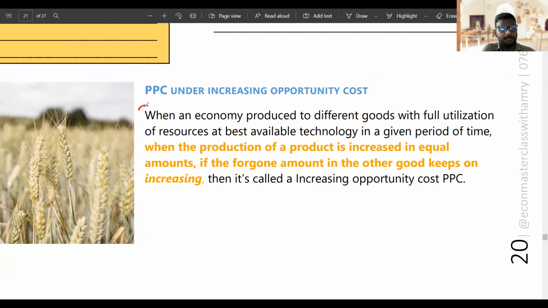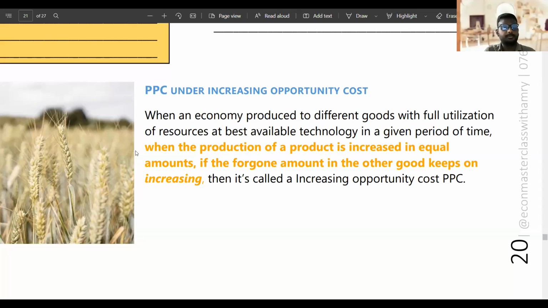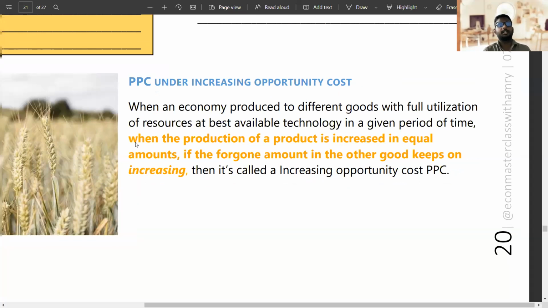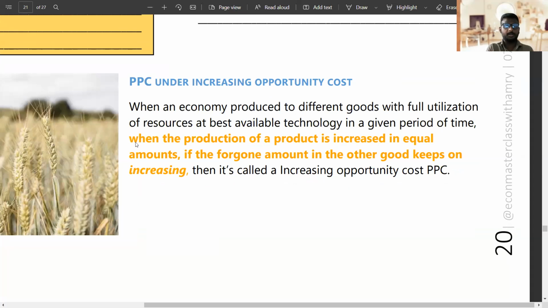If you add the initial part to it, now it will be called increasing opportunity cost PPC, because if you read the black initial parts, that's pretty much the definition of the production possibility curve. When an economy produces two different goods, with full utilization of resources and at best available technology in a given period of time, and the production of a product is increased in equal amounts, if the foregone amount in the other good keeps on increasing, then it's called increasing opportunity cost PPC.